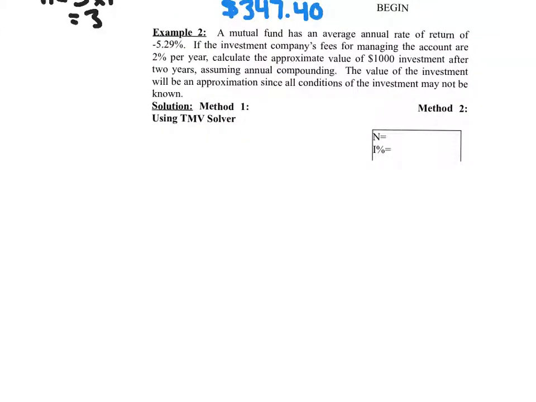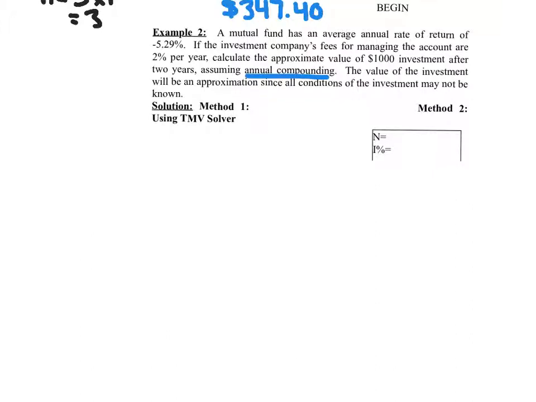So looking at another example: a mutual fund has an average annual rate of return of negative 5.29%, and the investment company fee for managing it is 2% per year. Calculate the approximate value of a $1,000 investment after 2 years, assuming annual compounding. So again, annual compounding rate, just want to point that out. You've got to look for keywords in financial math. The value of the investment will be an approximation since all the conditions of the investment may not be known.